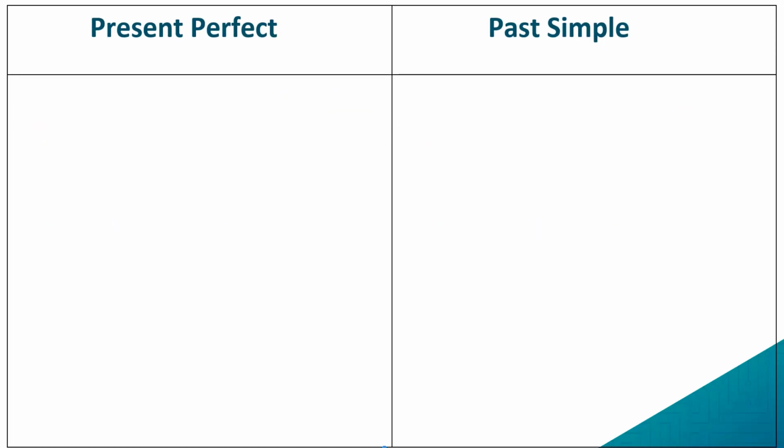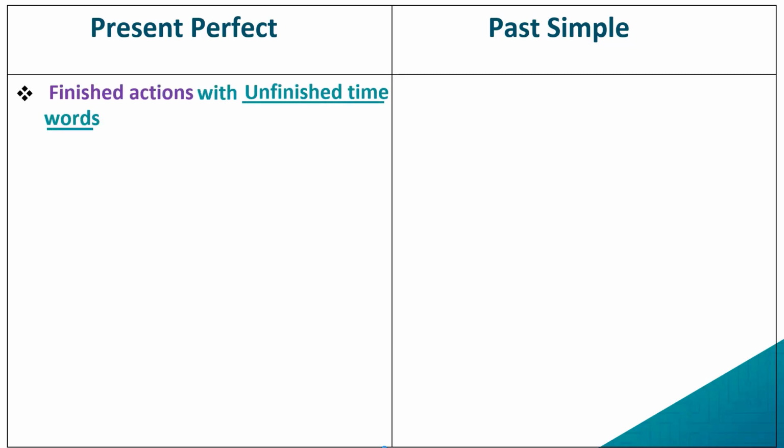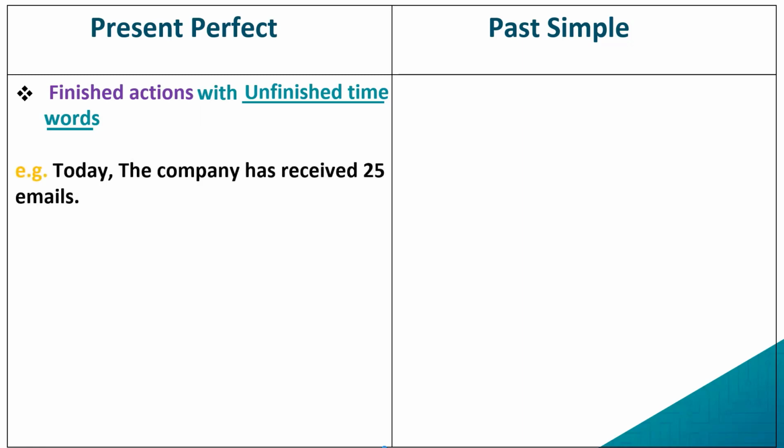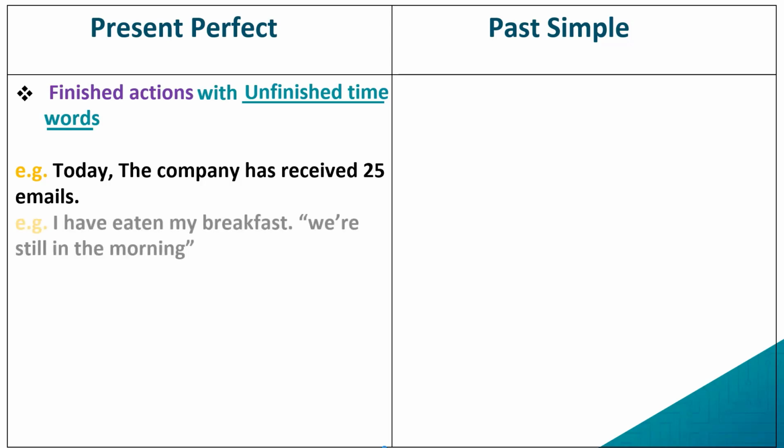Present perfect also describes finished actions with unfinished time words. Unfinished time words means present time words. For example, today the company has received 25 emails. This means that the company received 25 emails, but we're still under today, under the present time frame. That's why we say the company has received. I have eaten my breakfast. This means I ate my breakfast, but we're still in the morning, so it's still the present time frame.